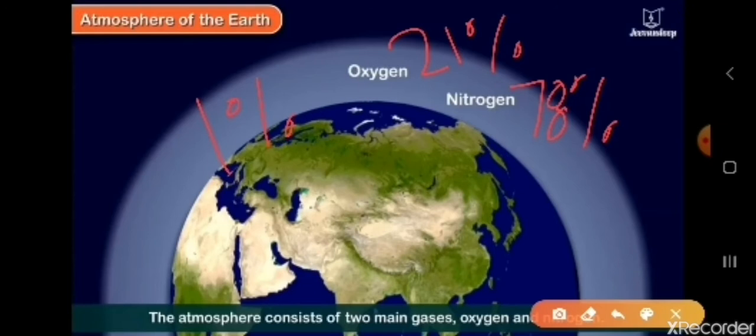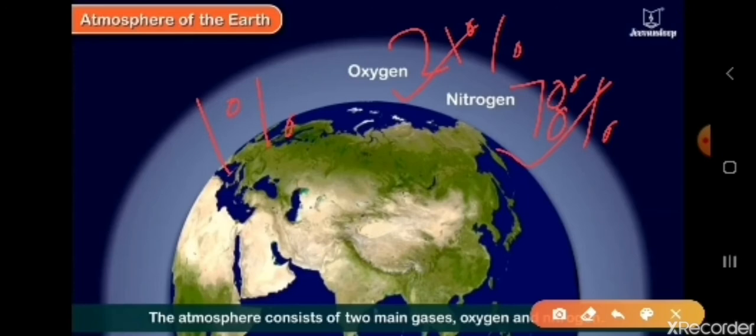For example, hydrogen, helium, argon, krypton, etc. So children, these are the main constituents of the atmosphere. Most part of the atmosphere is nitrogen, and the remaining part is oxygen, and very less quantity is carbon dioxide, argon, helium, etc. So these gases are present in very small quantity. So children, this is the composition of atmosphere.